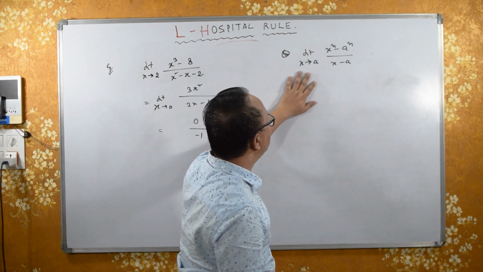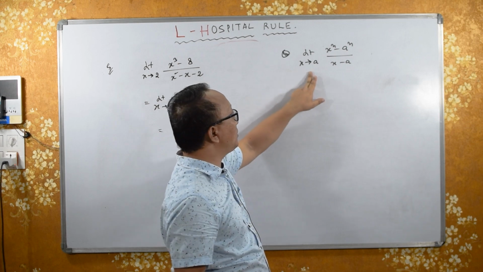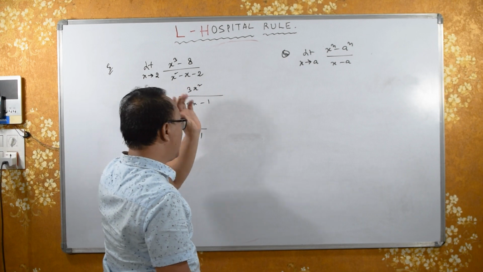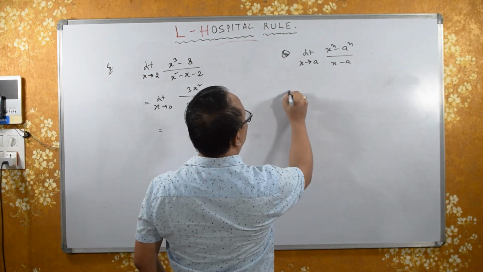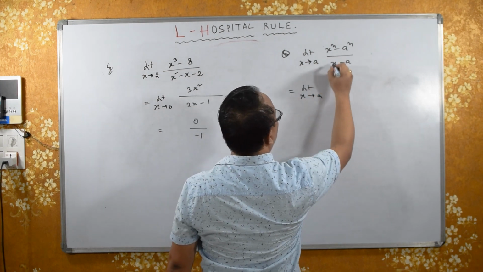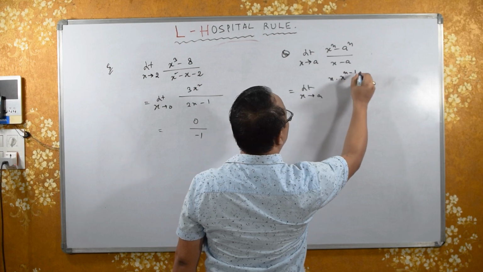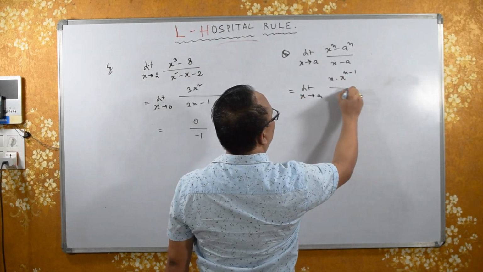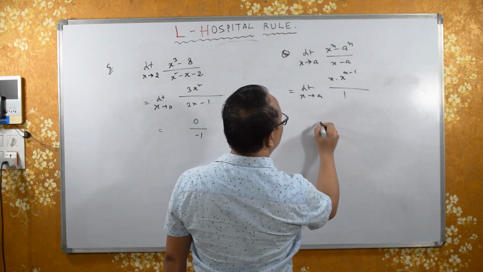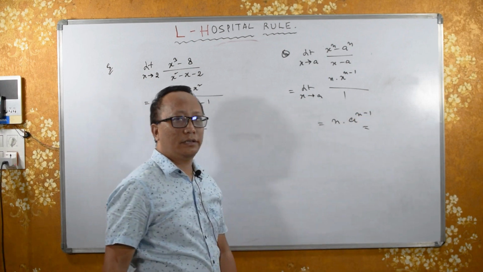Now in this also, limit of x tends to a of x raised to n minus a raised to n upon x minus a. Differentiating this with respect to x, it is n into x raised to n minus 1, minus 0 since a is a constant, upon 1. So when x tends to a, this becomes n into a raised to n minus 1. This is the required answer.